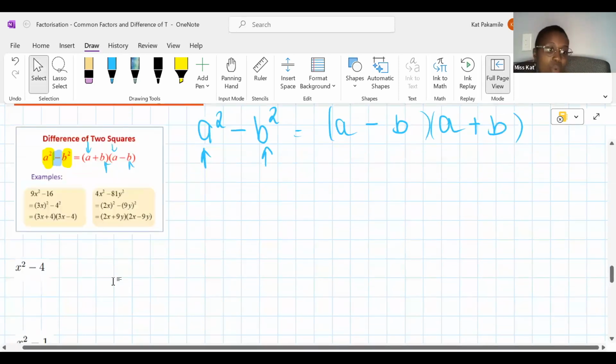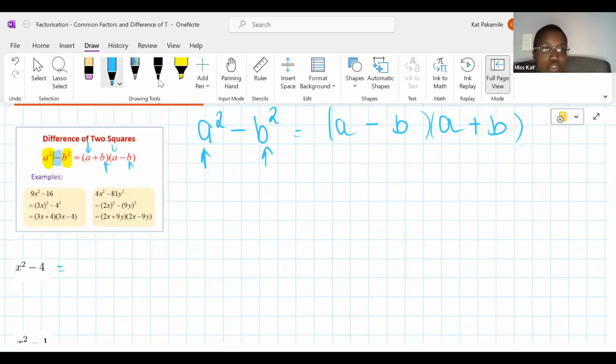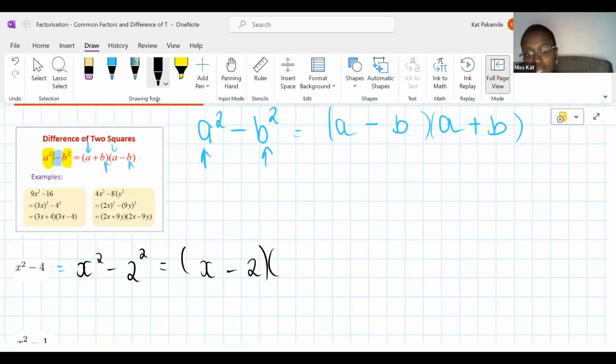Okay, let me do this first one and show you how it works. We have x squared minus 4. We want these as 2 numbers that are squared. So I'm going to rewrite this as x squared minus 2 squared. Then making our brackets will be super easy, because then in my one bracket I'll have x minus 2 and the other bracket will be x plus 2, and you are finito. That is factorizing difference of 2 squares. Who wants to try some with me?